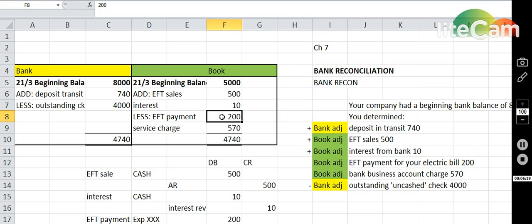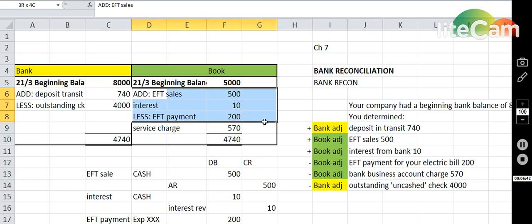My EFT payment, that's money going out of my account, okay? And I haven't made a journal entry for this yet, so I'll need to adjust for that, minus that on my EFT payment. It's money going out. And then a service charge. So the bank is charging us a fee. That's money going out. Okay. So these items are ones I hadn't already made journal entries for.